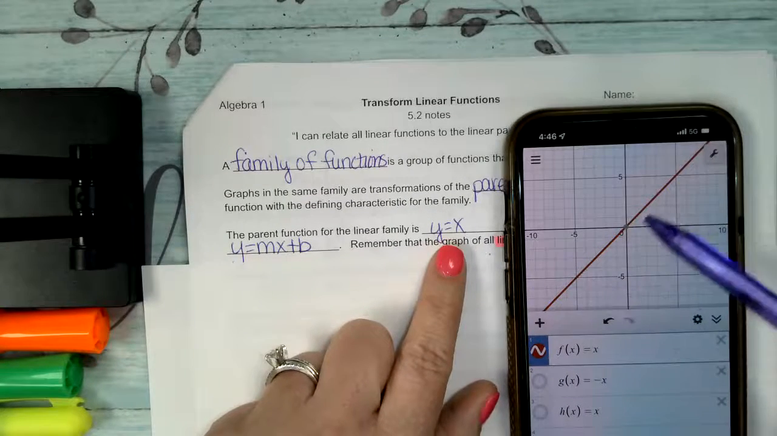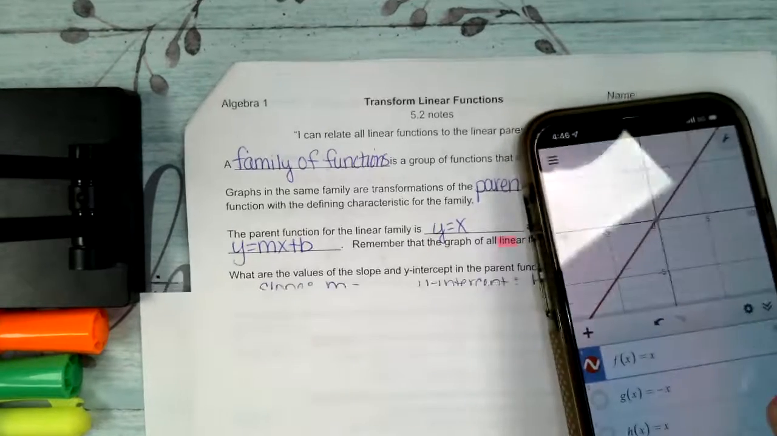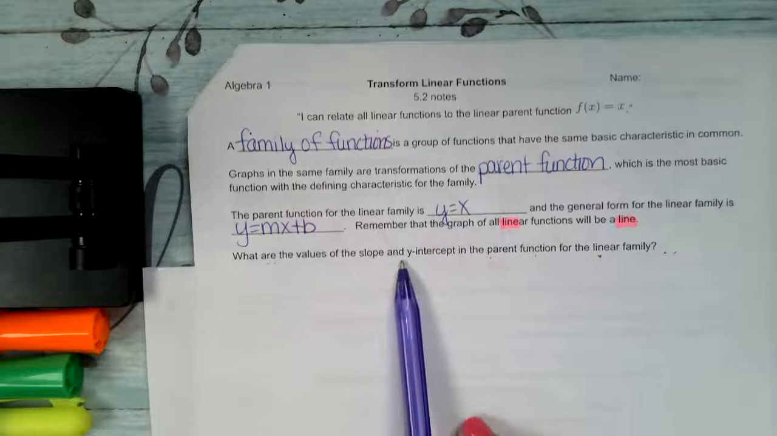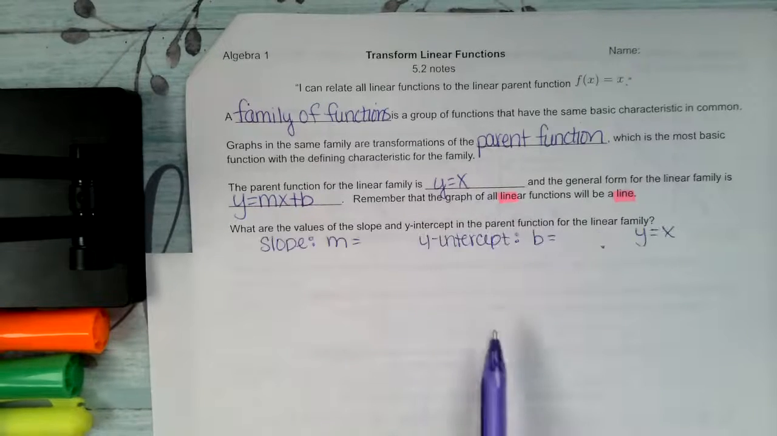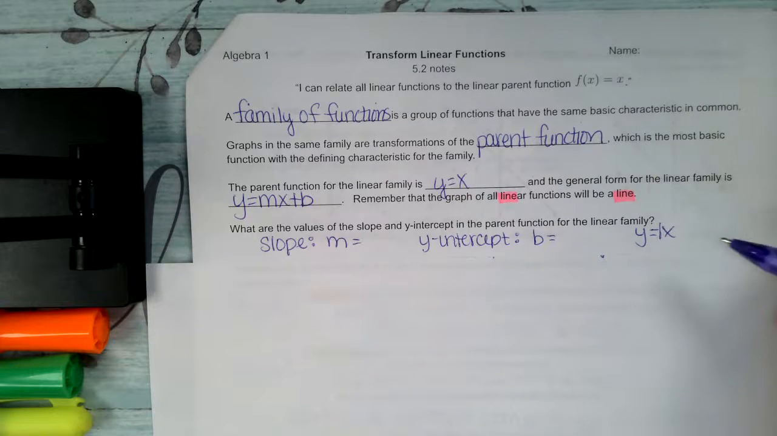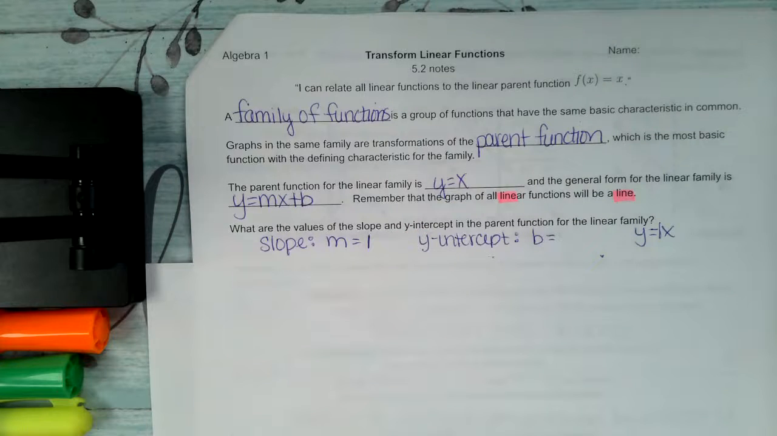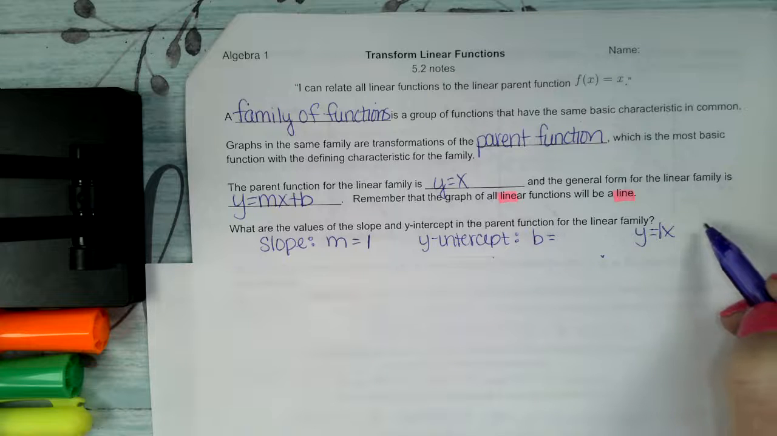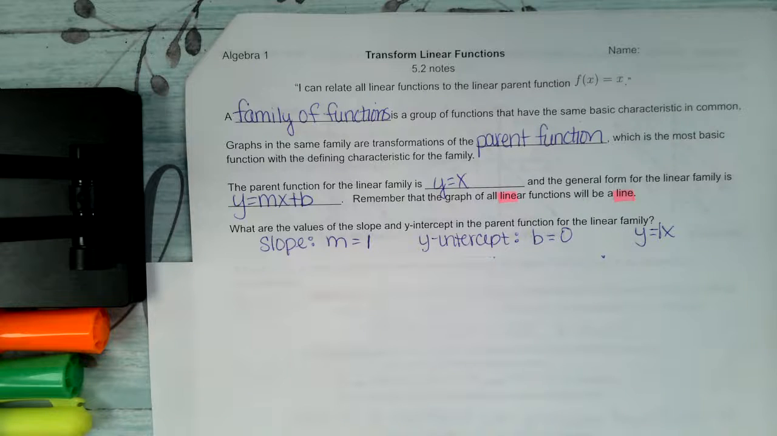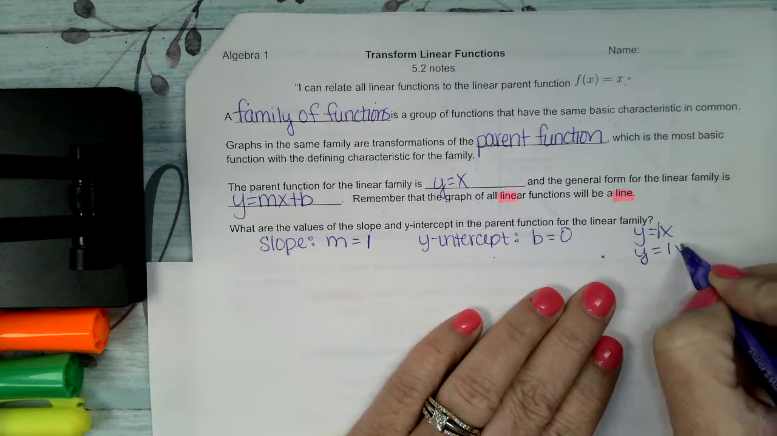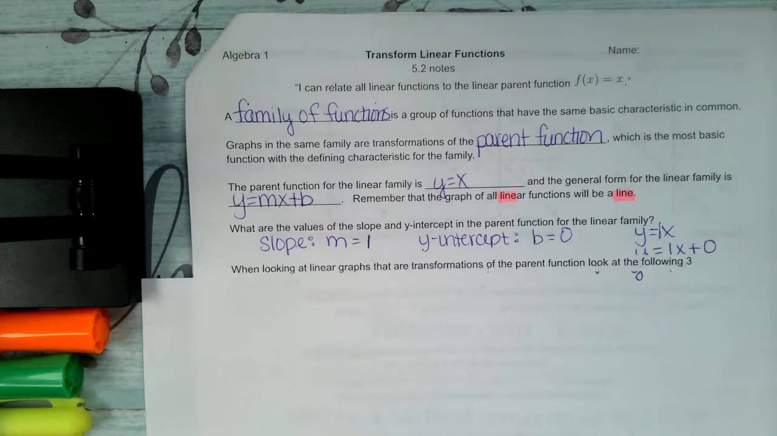Y equals x looks like this. So that's what we're going to compare everything to. Let's look at this equation, y equals x, to determine the slope and the y-intercept for this function. The slope, remember, in front of the x is an understood 1. So I know the slope is 1. The y-intercept, there isn't one, so that placeholder is a 0. You could rewrite this parent function as y equals 1x plus 0, and it would give you the exact same thing.